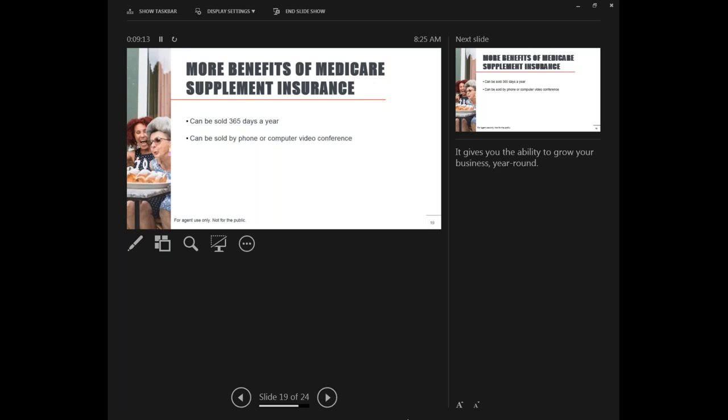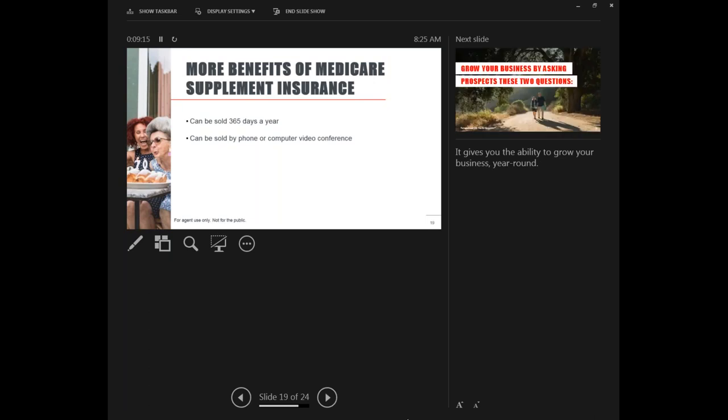So Medicare supplements can be sold all year long. We can sell them either face-to-face, over the phone, or e-app. Something to keep in mind, we usually see a lot of people working with Medicare supplements towards the end of the year.